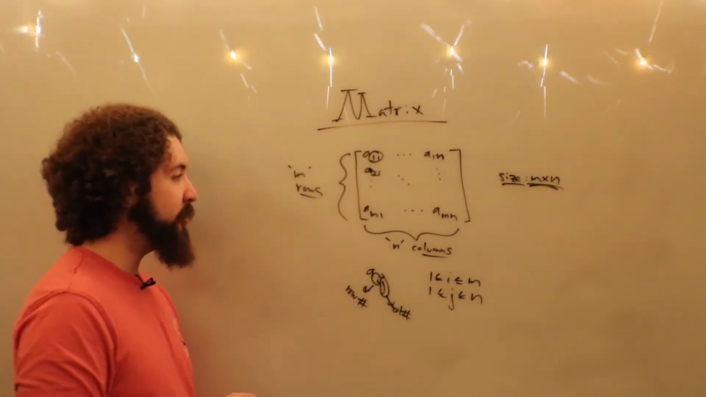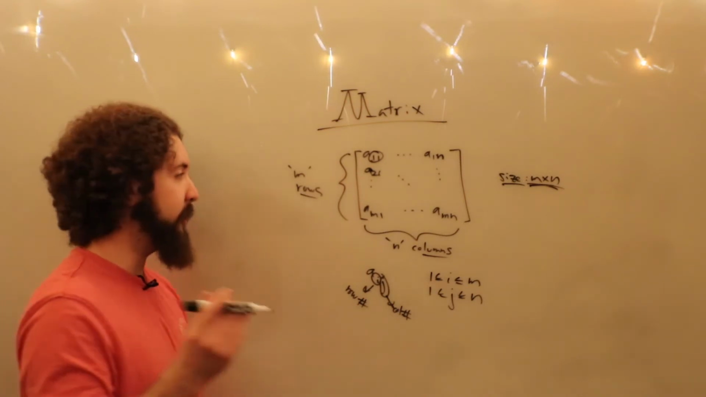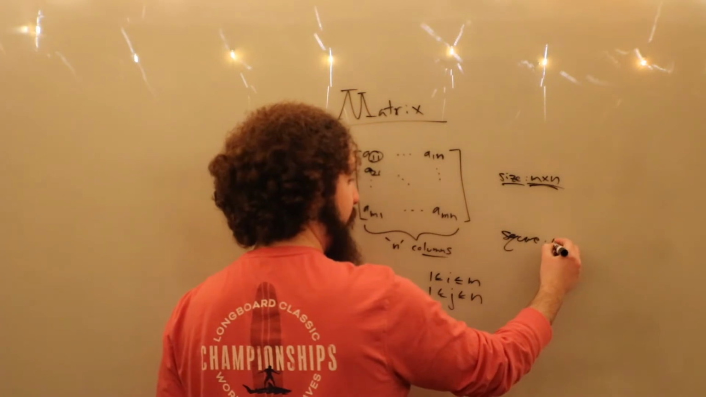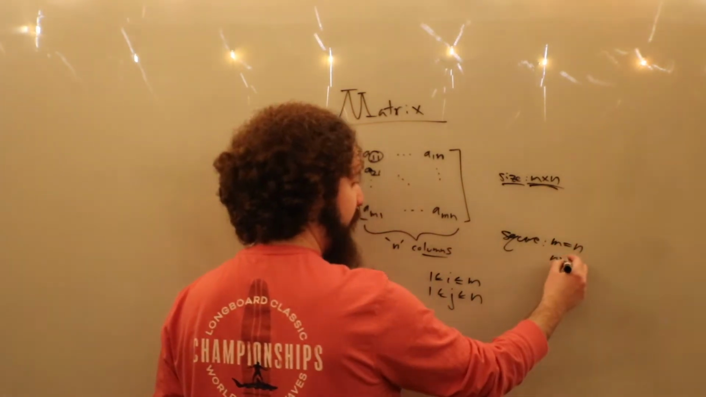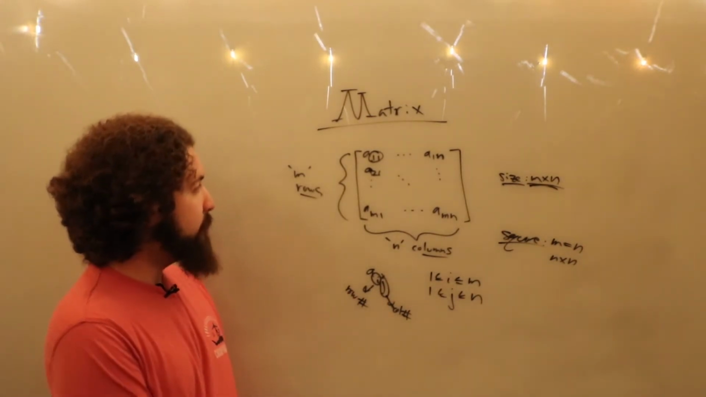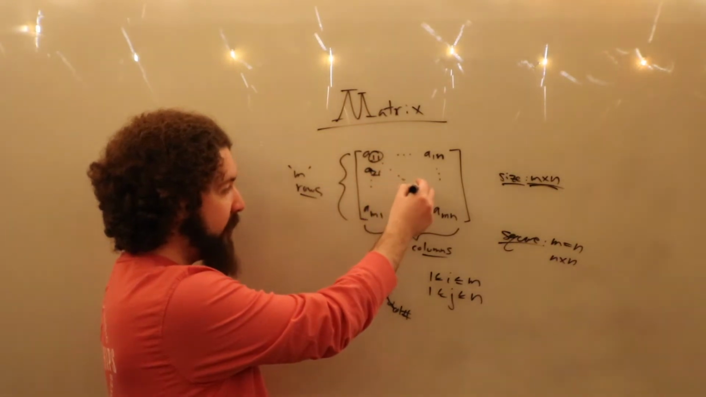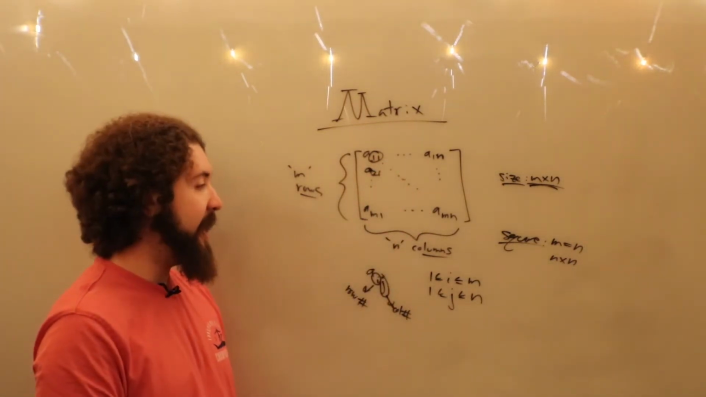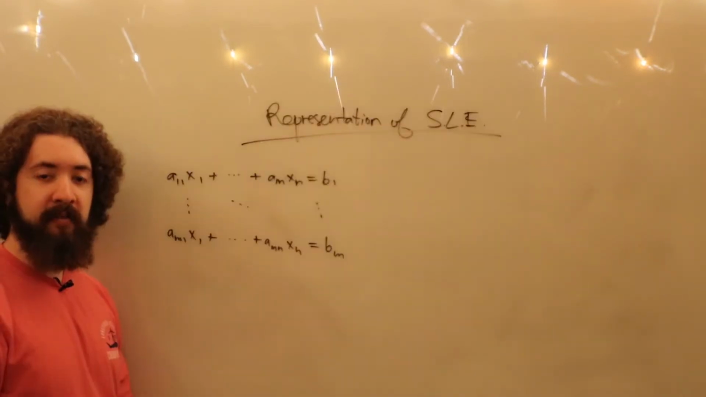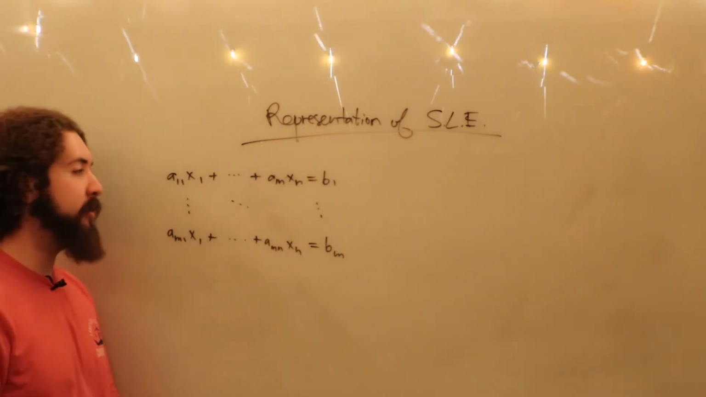Lastly, in the special case where m and n are the same number, which is a case which will come up frequently, we call this a square matrix if m is equal to n. So we have an n by n square matrix, in which case the entries A11, A22, A33, and so on, all the way up to Ann, we call the main diagonal elements. Now that we have the concept of a matrix, what we can do is use this to represent our system of linear equations.